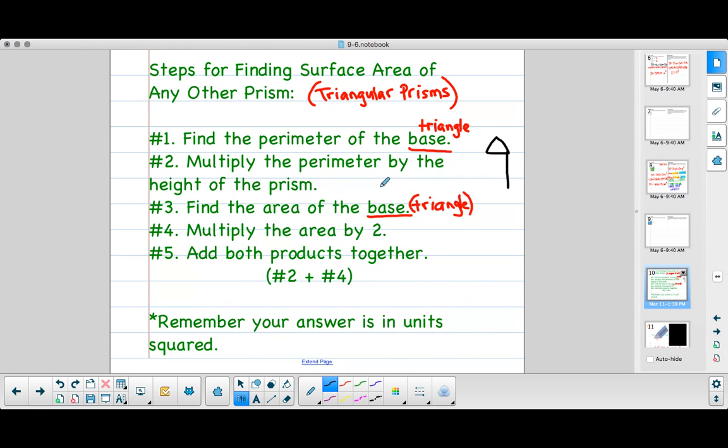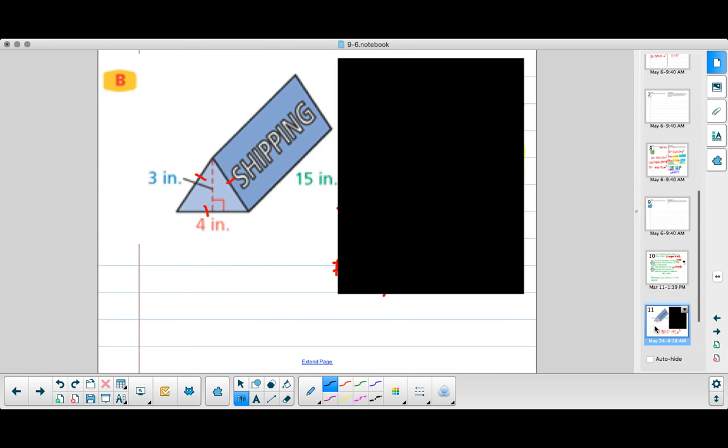Next, you find the area of the base, again, the area of one of the triangles, by using the formula 1/2 base times height. Then you take that number and multiply it by 2, since there's also a triangle on the bottom of the prism. And then the last step would be to add the answer you get from step 2 to the answer that you got from step 4, and that will give you your surface area of the triangular prism in units squared. Here's one example.